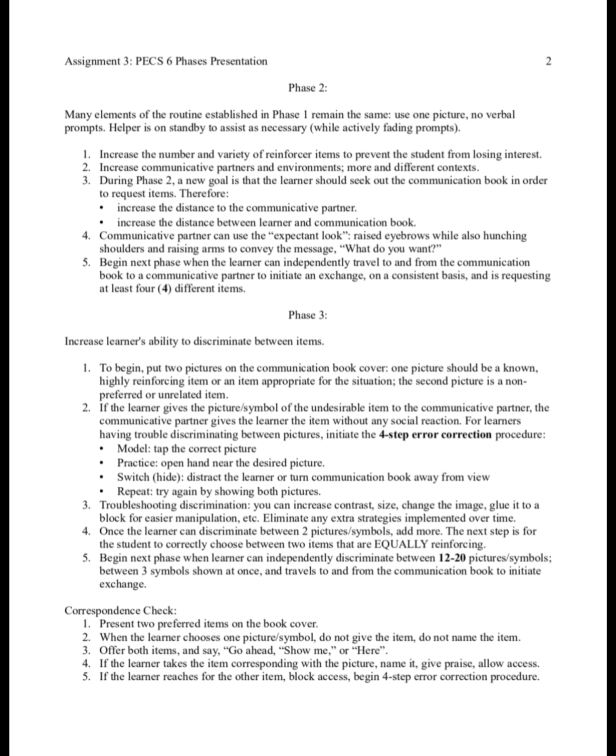During Phase 2, a new goal is that the learner should seek out the communication book in order to request items. Therefore, increase the distance to the communicative partner and increase the distance between learner and communication book. Communicative partner can use the expectant look, which is raised eyebrows while also hunching shoulders and raising arms to convey the message, "What do you want?"